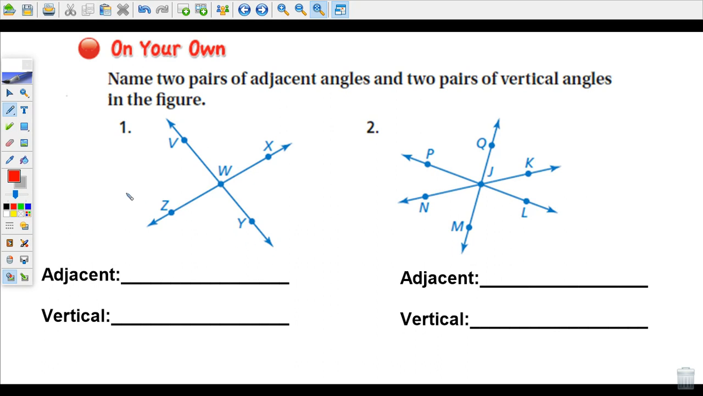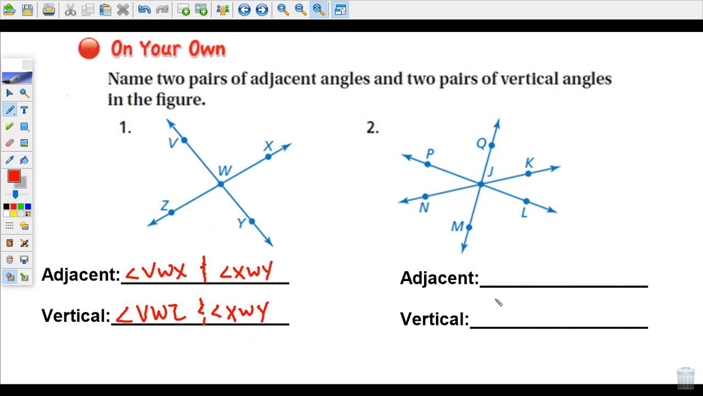So in number one, a pair of adjacent angles could be angle VWX, so right here, and then angle XWY. Adjacent again means they are right next door, they share a common side. A pair of vertical angles in this picture could be angle VWZ, and vertical, remember, means opposite when these two lines intersect, so over here would be angle XWY. And remember, vertical means that these two angles are also equal to each other.